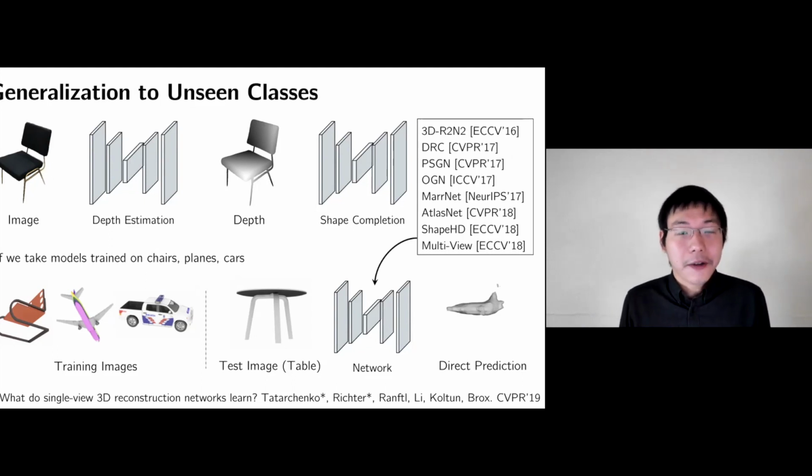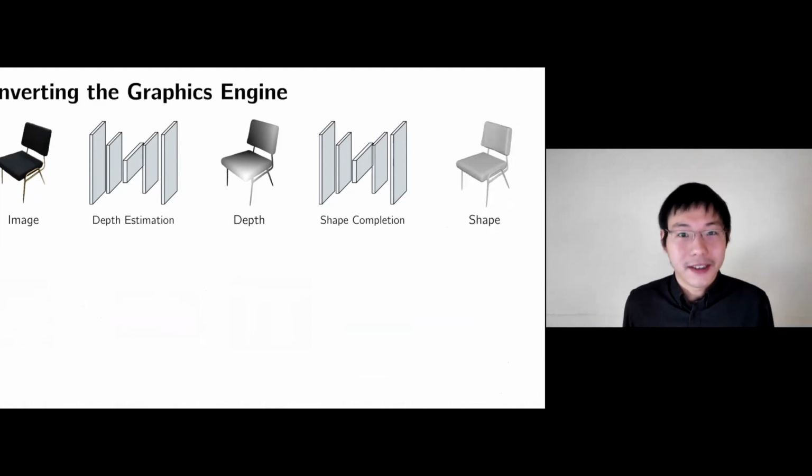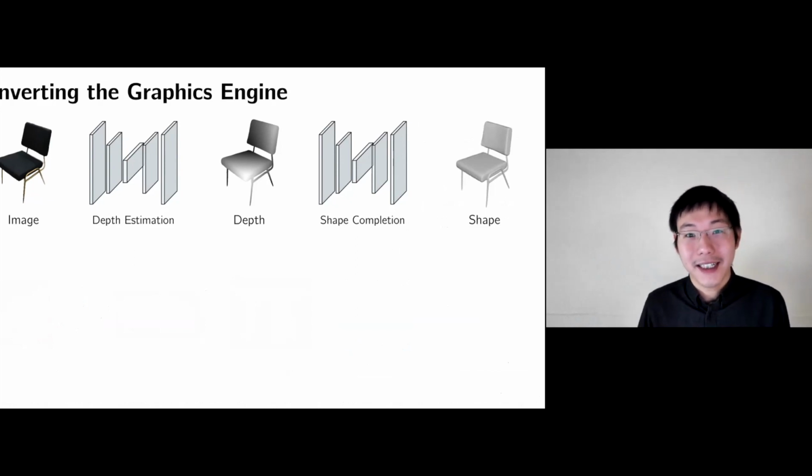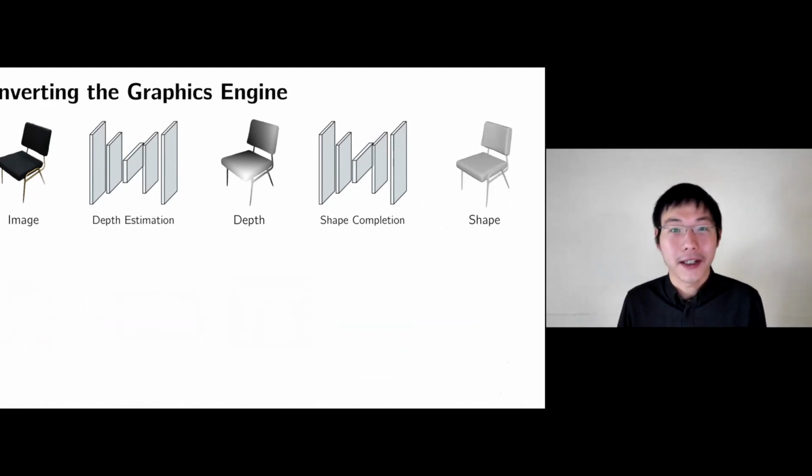Okay, so how do we make models generalize to objects, to object categories that they've never seen before? We want to invert the physical model, or the graphics engine. So what is the physical model here? Let's take a deeper look, especially at the second part of the system. The shape completion network takes a depth map and outputs a 3D shape. We said the depth map is a reparameterization of the visible surface, so it's capturing some intermediate representation like surfaces.